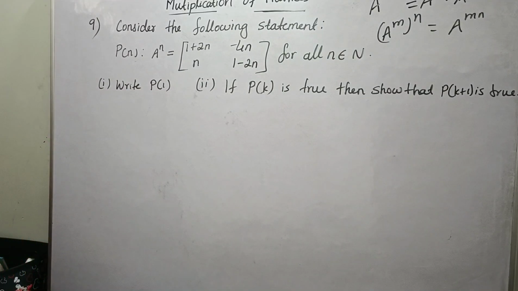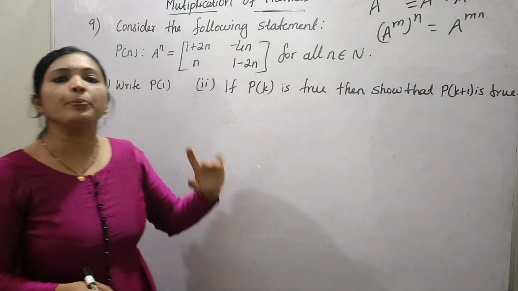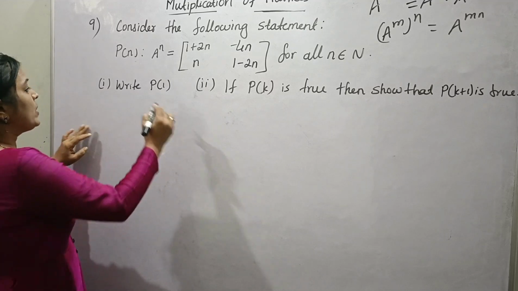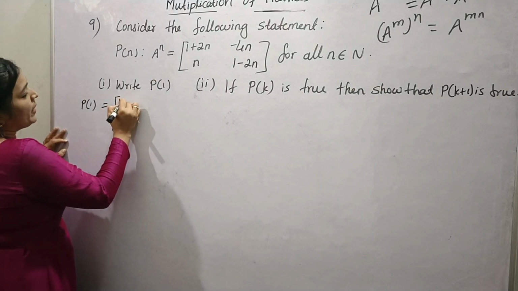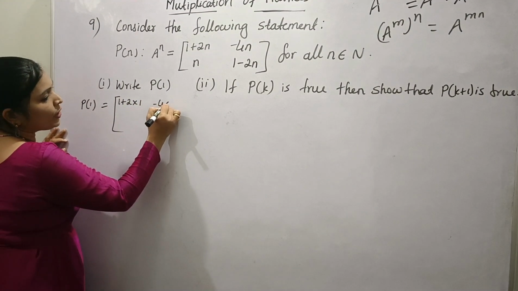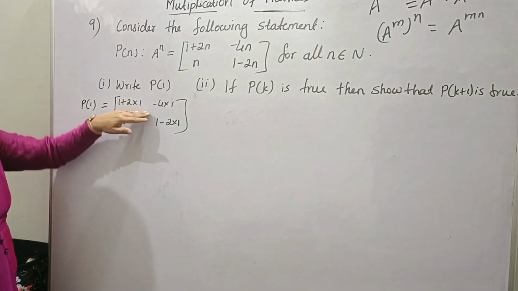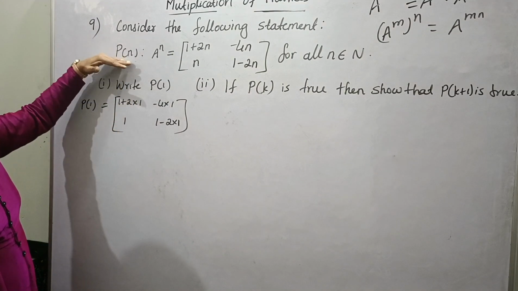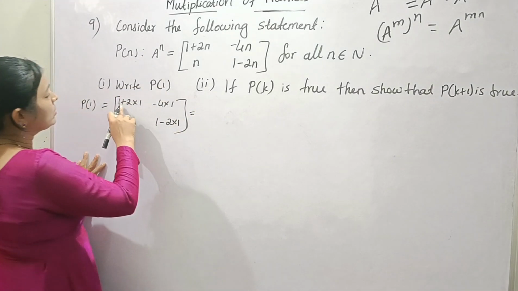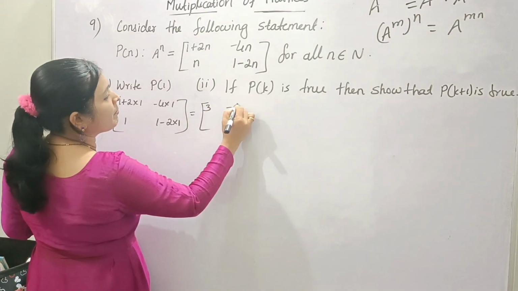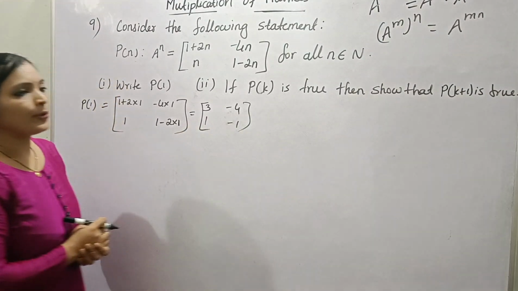Okay, now here let us find P of 1. To find P of 1, we have to substitute n is equal to 1 in P of n, that is A raised to n. So P of 1 is equal to the matrix [1 plus 2 into 1, minus 4 into 1; 1, 1 minus 2 into 1], substituting n is equal to 1 in P of n. That is equal to [1 plus 2, which is 3, minus 4; 1, 1 minus 2, which is minus 1]. Now we have got P of 1.